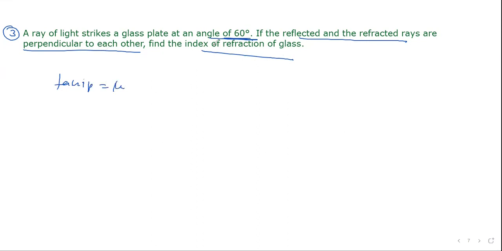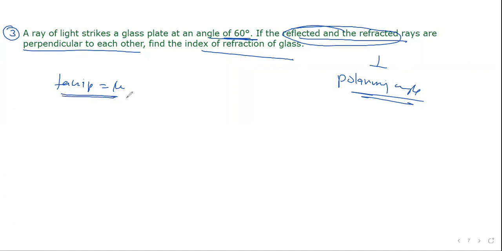So there are two ways to say it: either say that the angle of incidence is the polarizing angle, or say that the reflected and refracted rays are perpendicular to each other. It's this condition only. We are applying Brewster's law. So tan 60 should be equal to mu. So obviously mu is equal to root 3. This much only is the answer. Right? Okay. Let's move to the next problem.